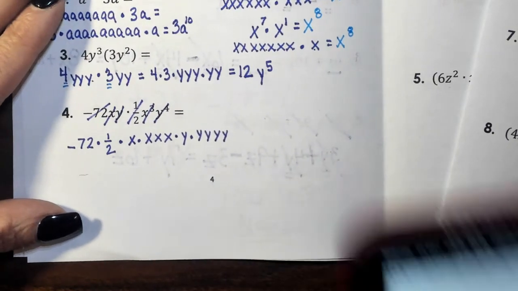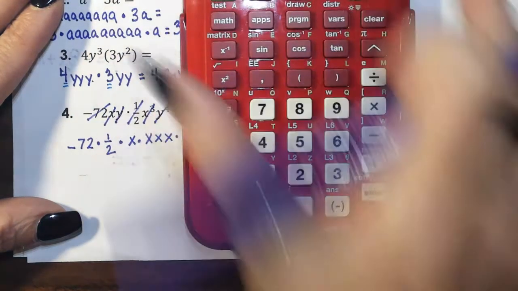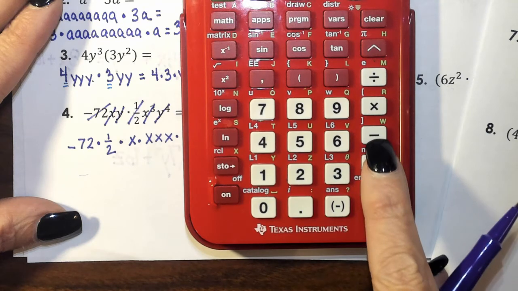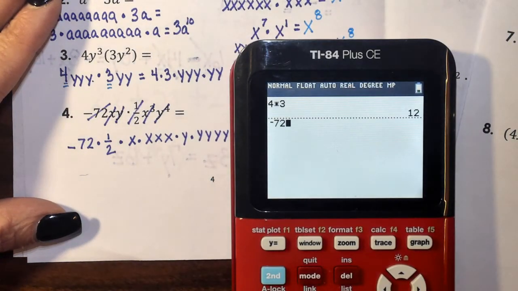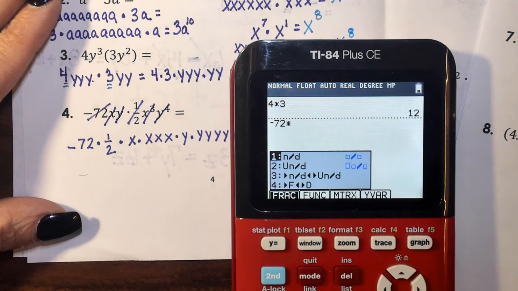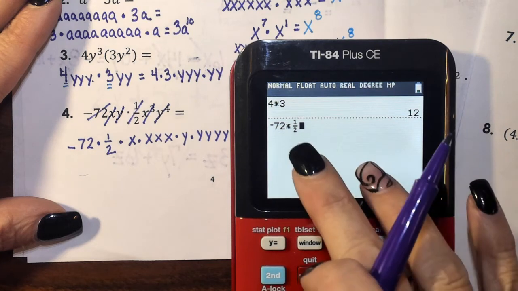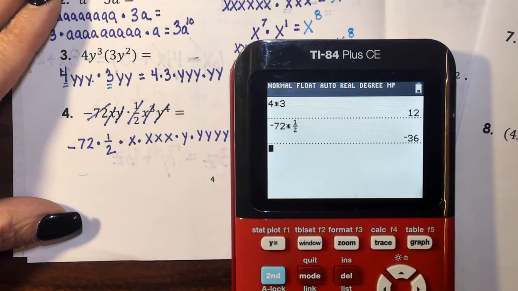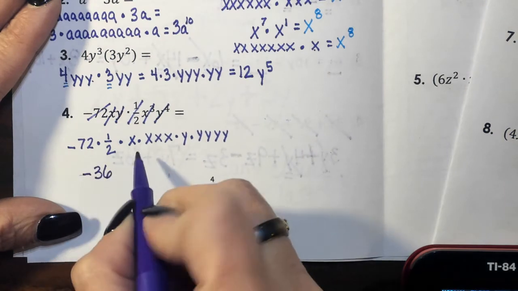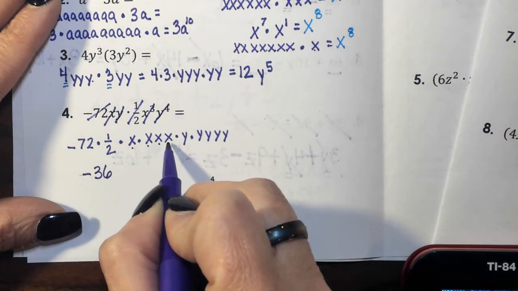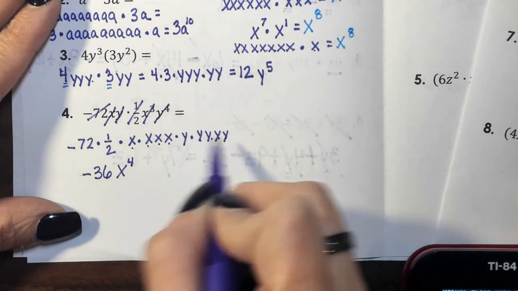Okay. Now I'm multiplying. So I'm going to do negative 72. And remember when you do negative 72 that you do the negative, not the operation of subtraction. Okay, negative 72 times 1/2 x y equals, and I'm going to put in 1 over 2. I could have put 0.5 if you wanted to. So that's negative 36. So these give me negative 36. 1, 2, 3, 4 x's, and 1, 2, 3, 4, 5 y's.